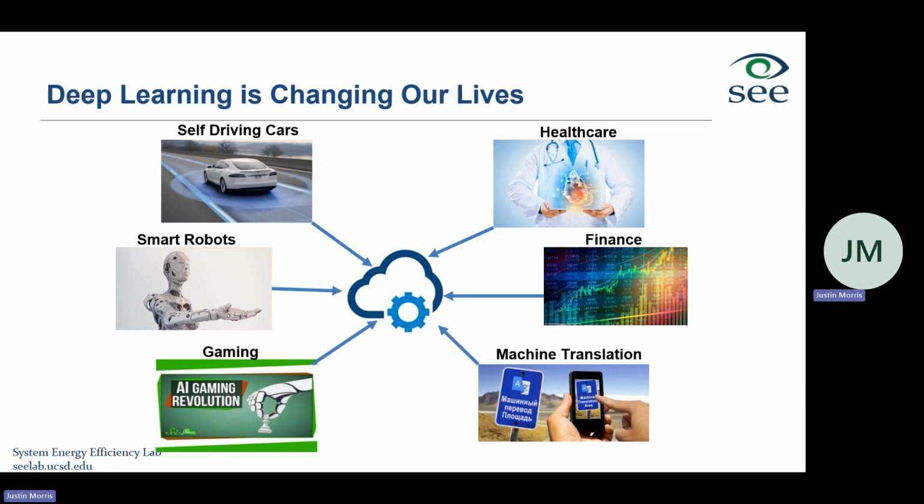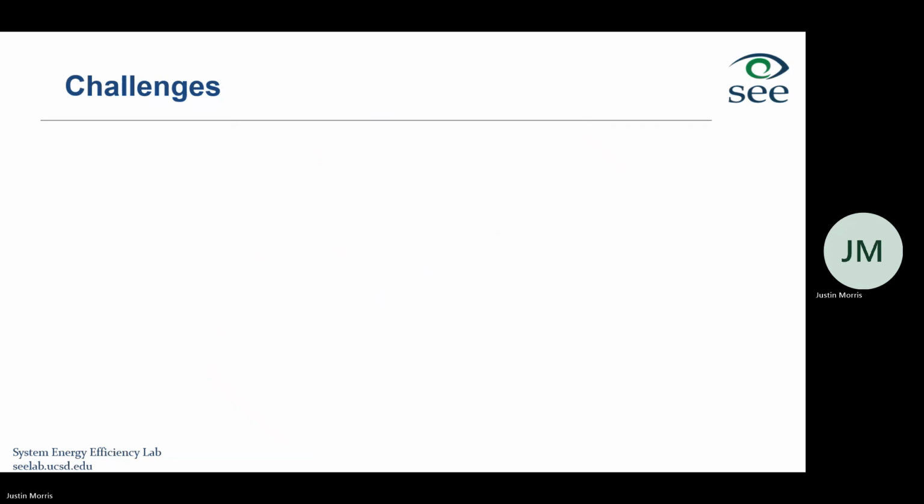And these are just some examples of machine learning in our daily lives. It's all over the place, right? We have some self-driving cars using machine learning. It's in gaming. We have machine translation. The finance industry uses it. It's all over the place. But as I mentioned, there are a few challenges with current state-of-the-art machine learning.